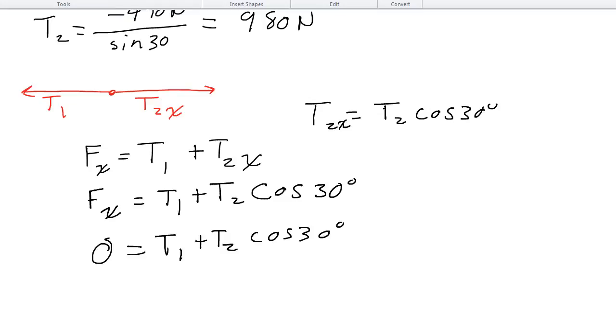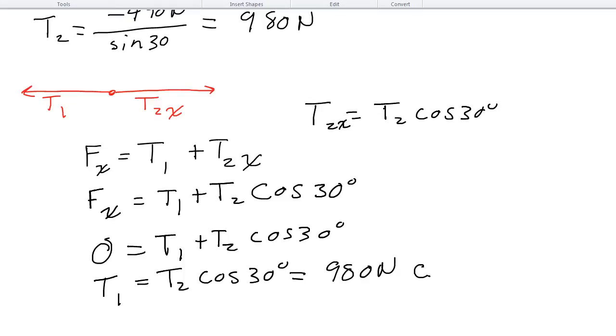Okay, I'm trying to solve for T1 so I can get it alone. So T1 is equal to T2 cosine 30 degrees. I know T2 in this case is 980 newtons times the cosine of 30, and I find that T1 is equal to 849 newtons. All right, and that's all there is to it.